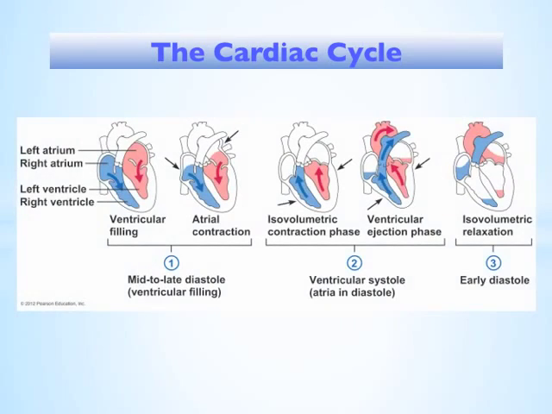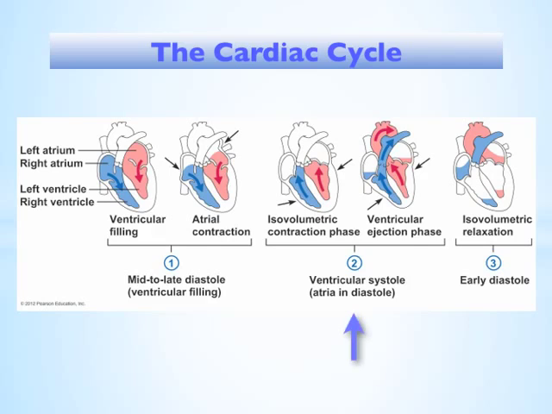Now the heart goes through a cycle which starts with what's called diastole. This is when the ventricles are relaxed, and in that stage you're getting blood flowing from the atria into the ventricles through the atrioventricular valves, as shown in the diagram on the left. The next stage is where there's some contraction by the atria to force any remaining blood into the ventricles.